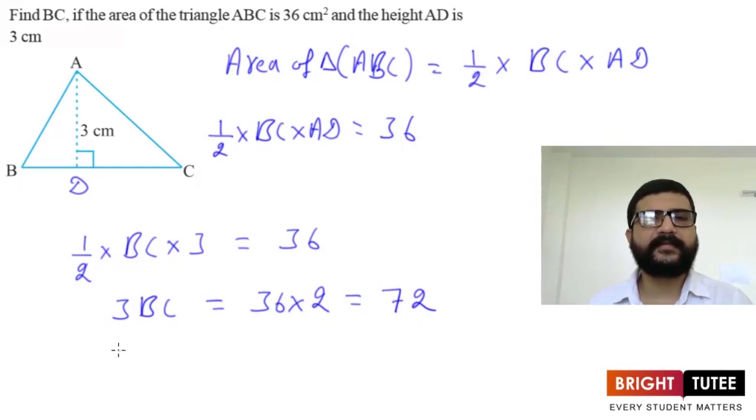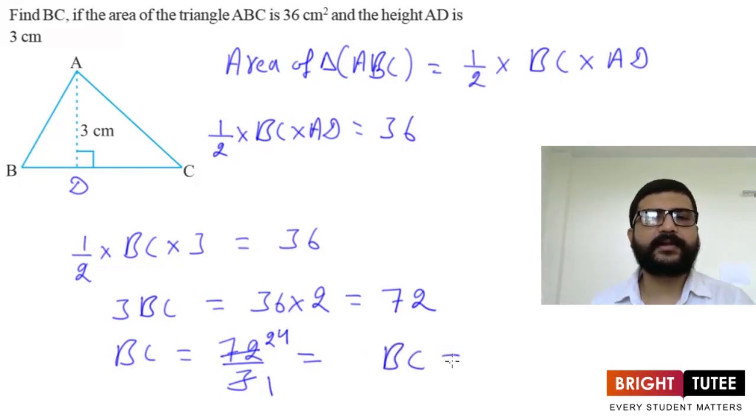So from here we can get BC is equal to 72 divided by 3. Because 3 was multiplied with BC here, so after transposing it on the right side, it will come in division. Now we know 3 ones are 3. 3 into 24 will give us 72. So therefore we are getting BC equal to 24 centimeters.